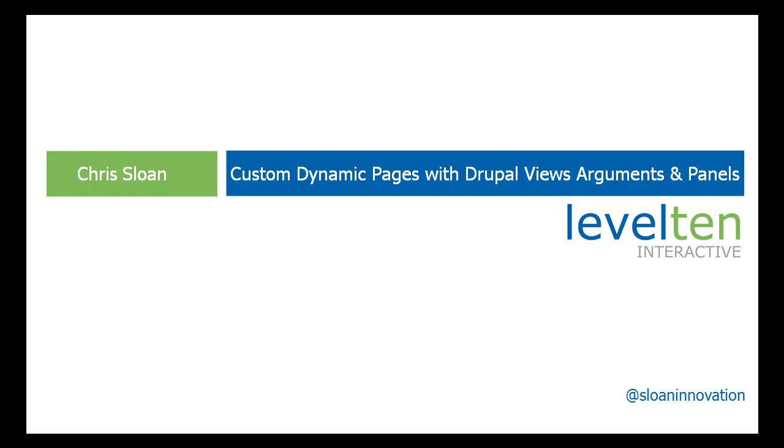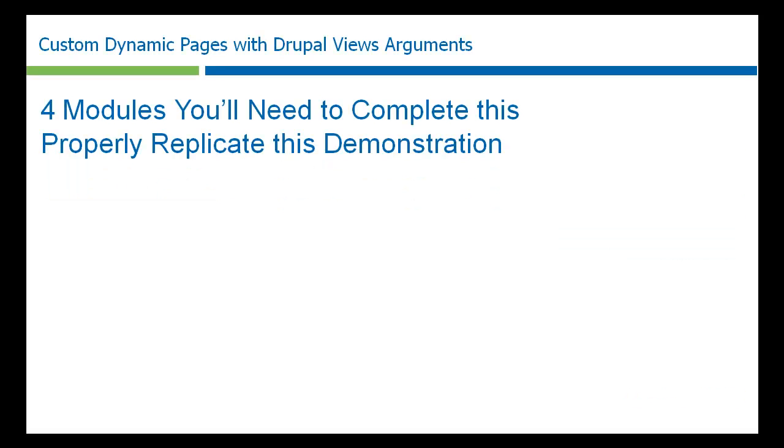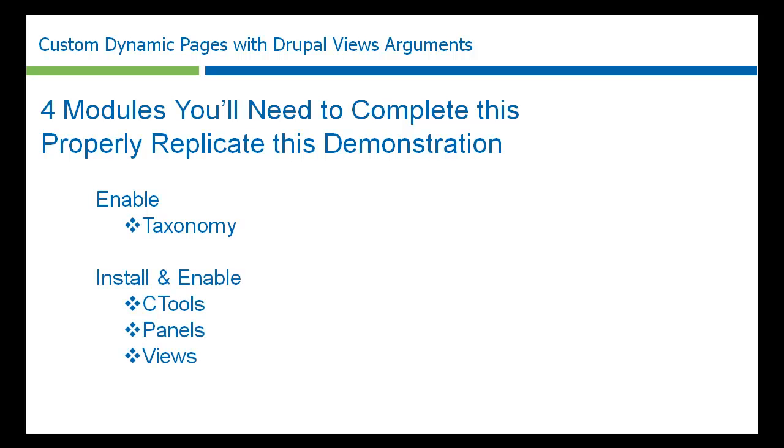In order to complete this specific demonstration, there are 4 modules that we're going to have to install. One of those is actually found in Drupal core, and that is the taxonomy module, so no installation, we simply need to enable that module. We'll also need to download a few other modules as well as enable those: the CTools module, the Panels module, and the Views module, and that's all we'll need to complete the demonstration today.